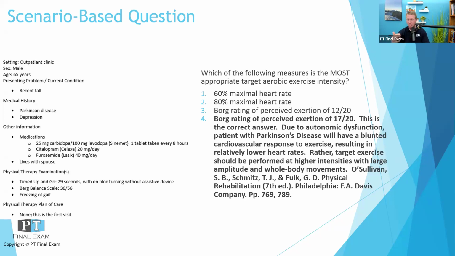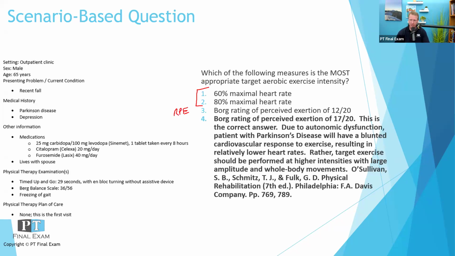And so that blunted heart rate response, or blunted cardiovascular response, means you can't trust heart rate to be an indicator of your aerobic exercise intensity. So therefore, you're left with, what else would you do? Well, you'll use a rating of perceived exertion, or an RPE measurement.